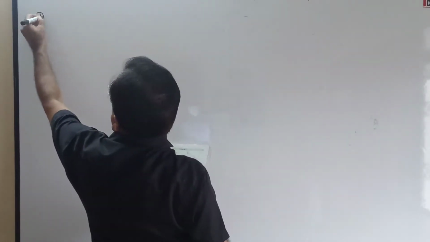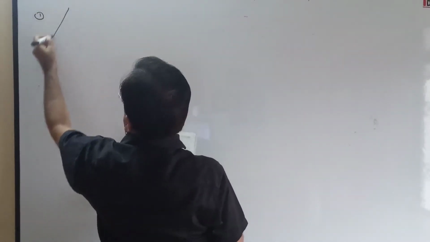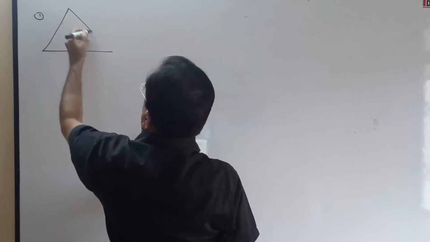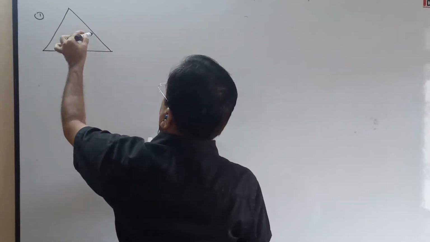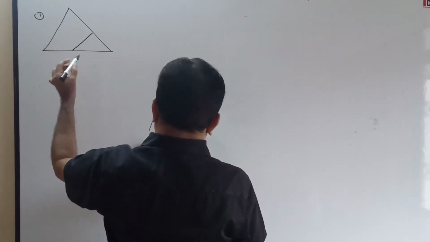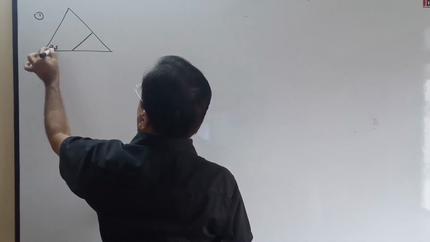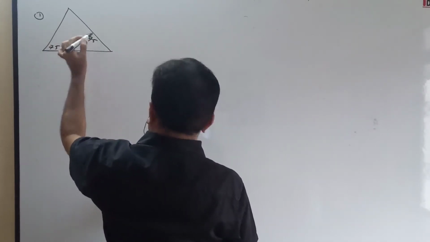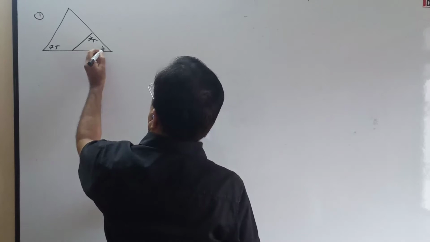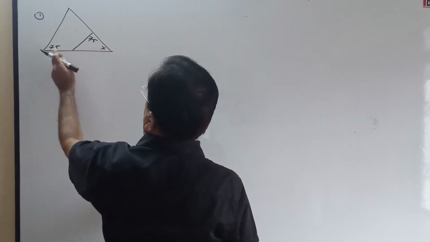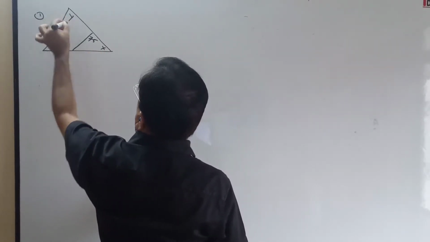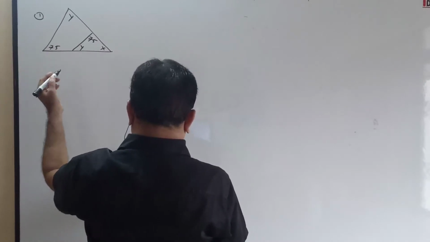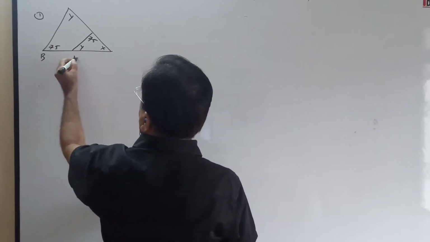First, a very good diagram is given. So here 75, 75 is common. X 75, X 75. The rest is Y, the third angle, for example.